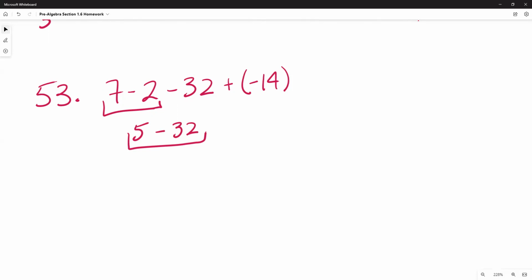So make sure that you see this is 5 plus a negative 32, which means we have unlike signs, and the larger number has the negative sign. So our answer is negative. And then you just do 32 minus 5, which gives us 27.